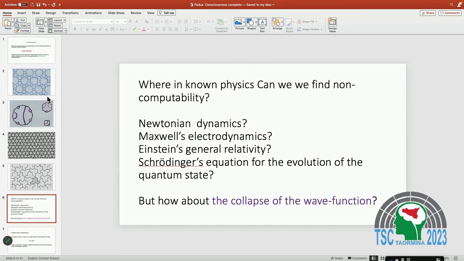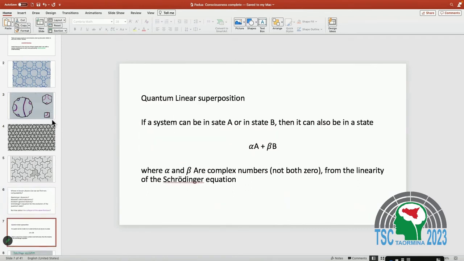But how about, by the process of elimination, the collapse of the wave function, which is something quite different. I should say also that this session is to do with determinism, or that sort of issue. And the thing is, the collapse of the wave function, as we understand it, is not deterministic, but it's probabilistic.